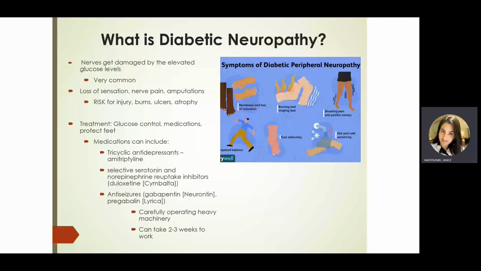So you want to tell the clients, be careful when you initially start the therapy with driving or operating heavy machinery, because you don't know how the client is going to react to the medication. They might suddenly become very sleepy, and maybe the dose needs to be adjusted. So that's something that we need to educate them on.